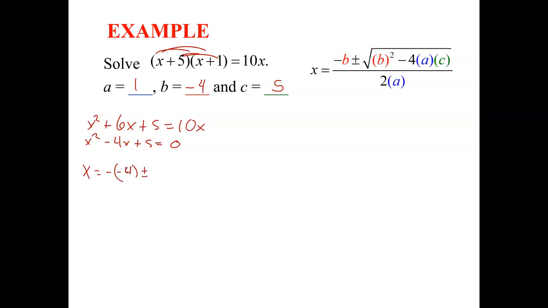B is negative 4, so we plug that in. Plus or minus the square root of negative 4 squared minus 4 times 1 times 5, over 2 times 1. Simplify the negative 4 to positive 4. 16 minus 20 over 2. What is 16 minus 20?